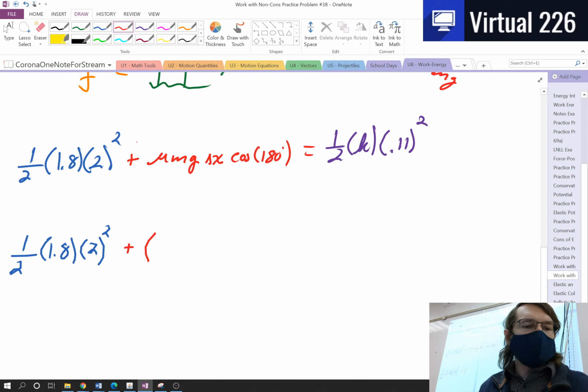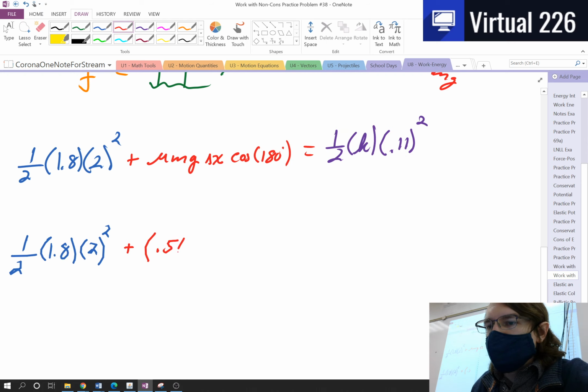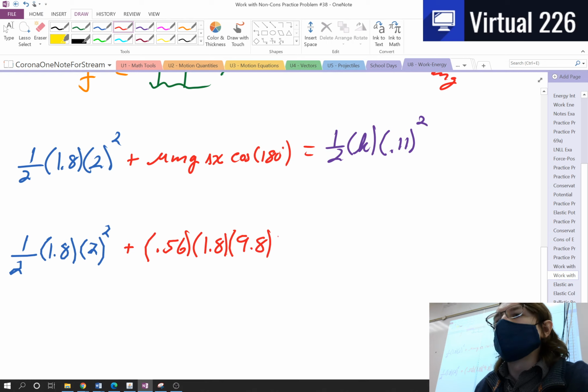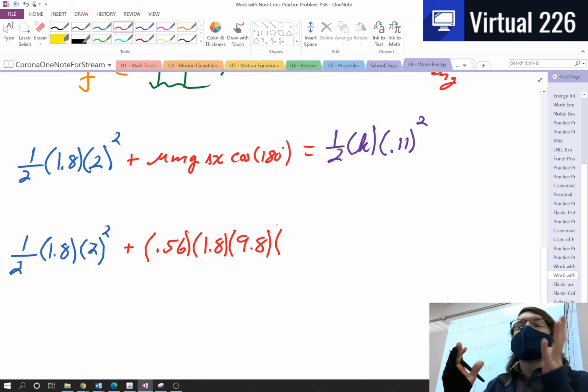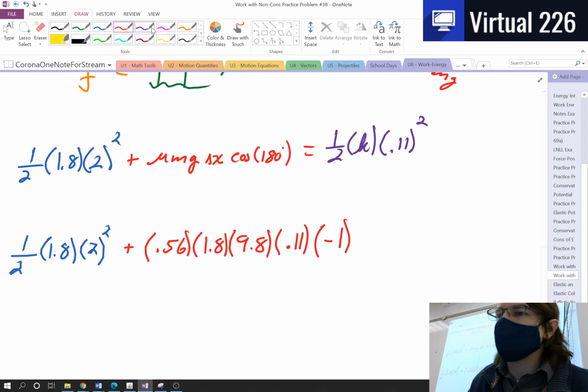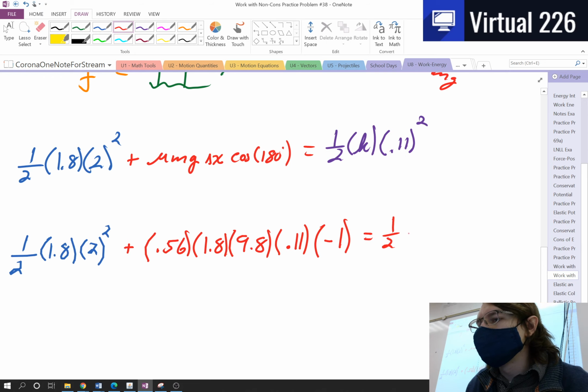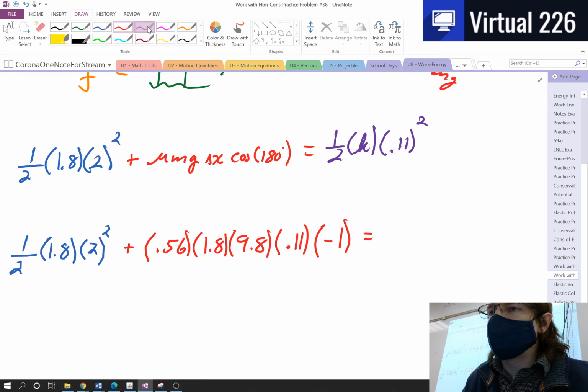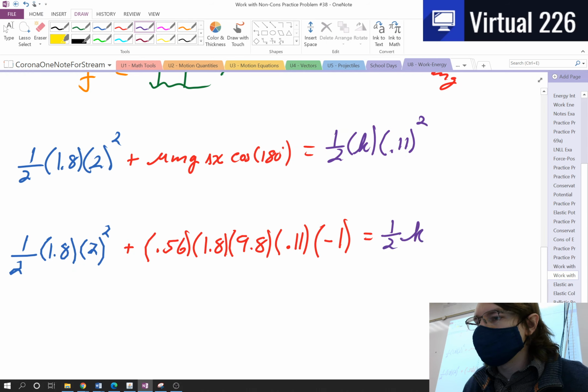We know that the mu value here in this problem is 0.56. So we've got 0.56. We know the mass is 1.8. We know gravity is classic 9.8. We know the delta x is how far that block moved, which was the compression distance of the spring. So this is actually 0.11 meters. And then we know the cosine of 180 is actually equal to -1. And this is equal to 1/2 kx squared. So 1/2 k times 0.11 squared.